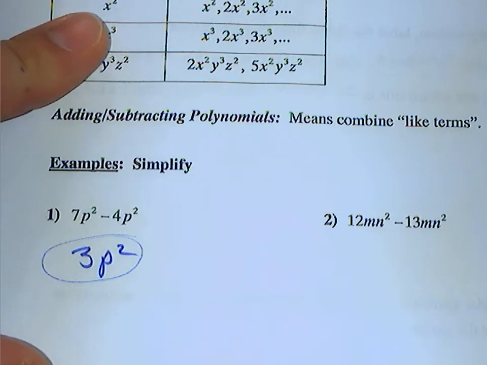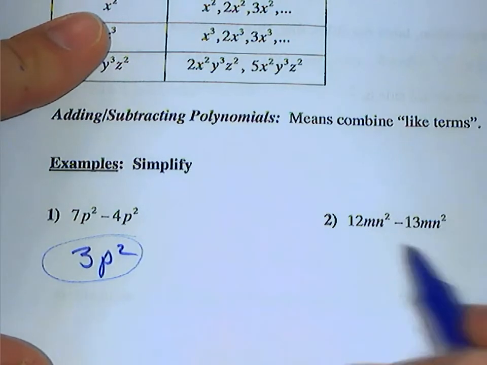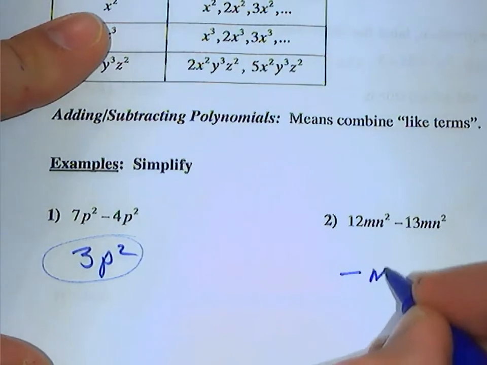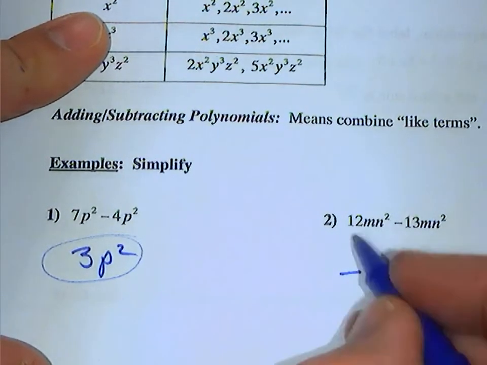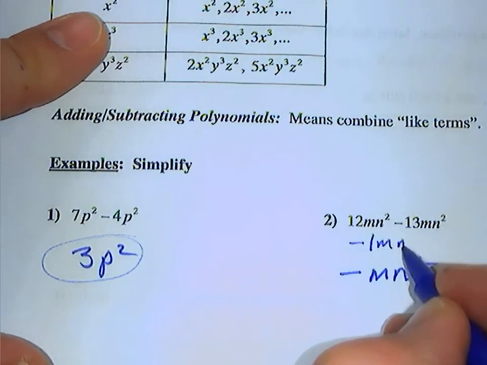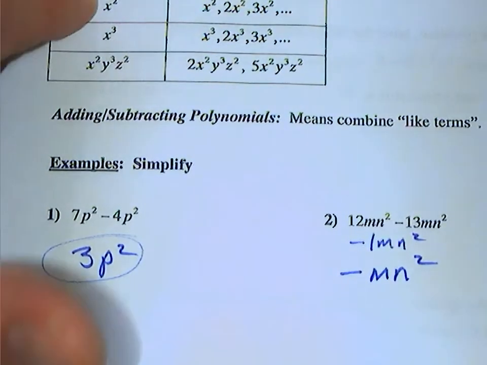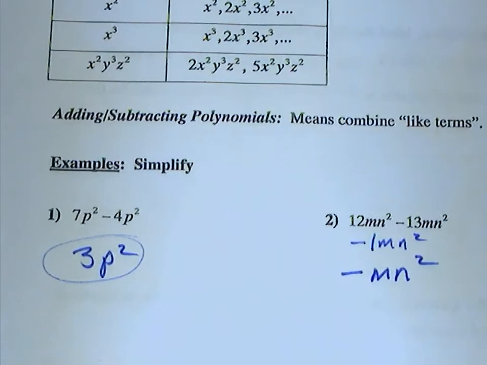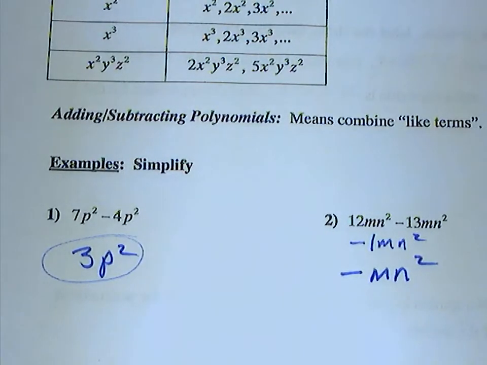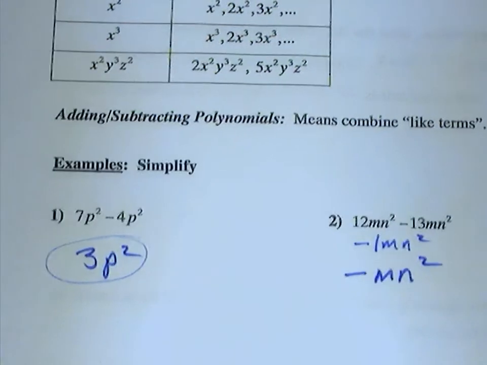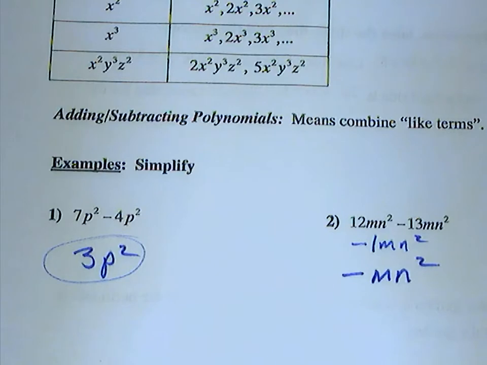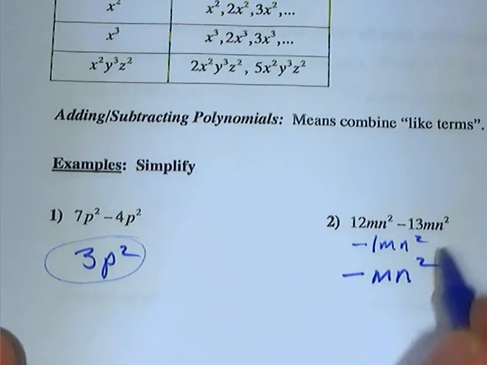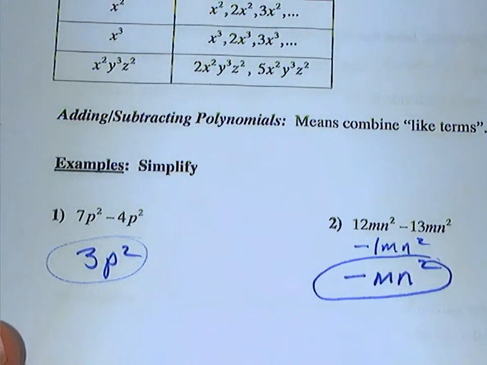Positive or negative? That's a negative. Big number's negative, right? So this is a negative m n squared. Now some people might do negative 1 m n squared, but it's assumed that you know that if you have a 1 or a negative 1, you do not need to write the 1 in front. Like 1x is just x. It's assumed that you know the number in front. Or negative 1x is negative x. So I would prefer this one, guys. Just negative mn squared.